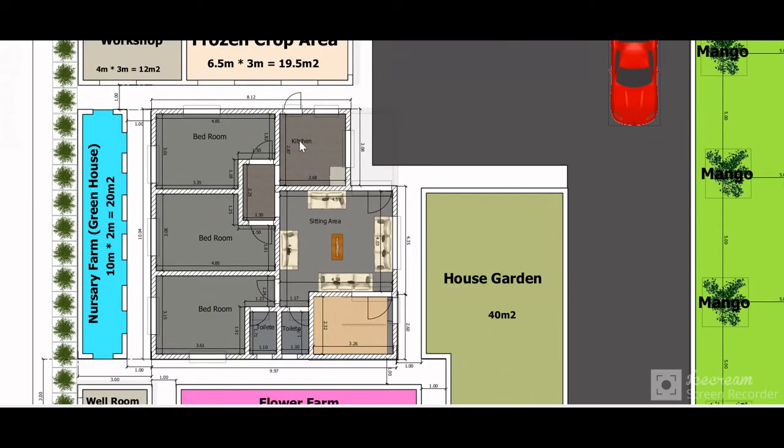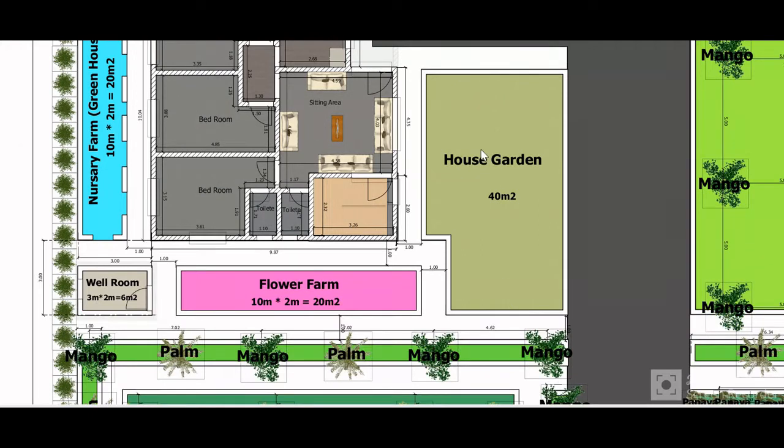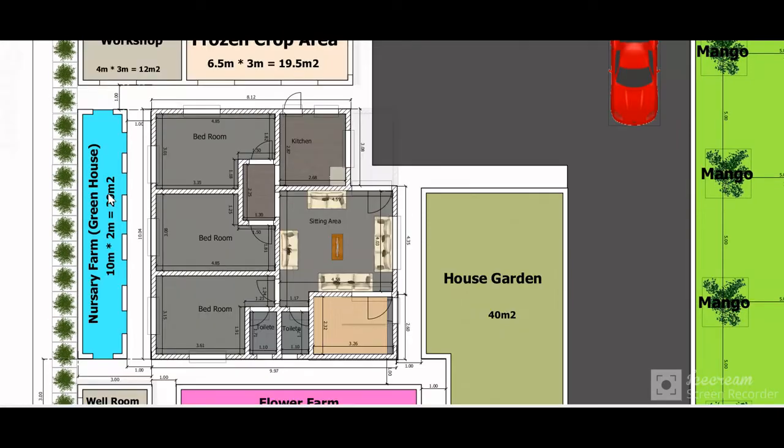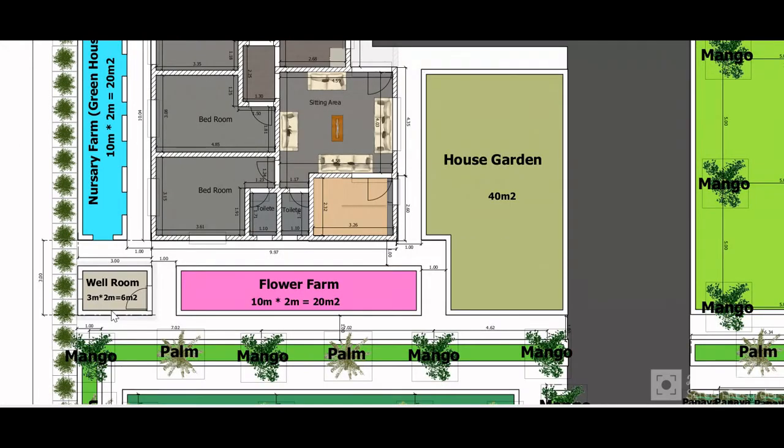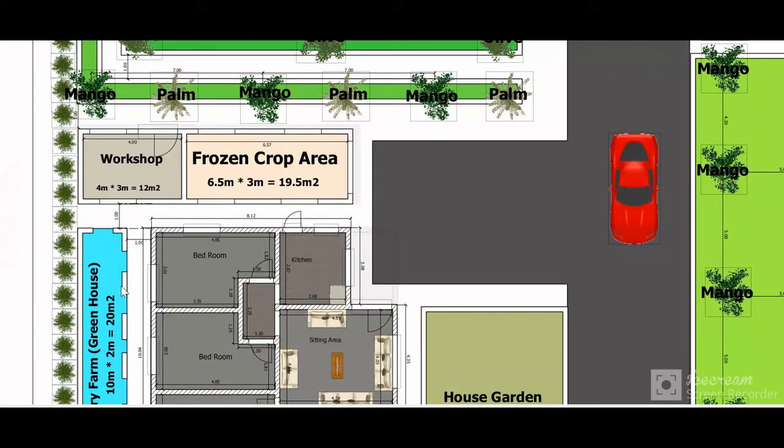The house is about 100 square meters, 10 meters multiplied by 10 meters. We have a design here for 3 rooms, bedroom, and sitting area, the kitchen, and two toilets. Okay. Also here we have a garden attached to the house. Here is a flower farm. It's a flower farm. And here is a nursery farm. Okay. This is a well room for the pump. Okay. And here is a workshop to produce all kinds of things for our farm.